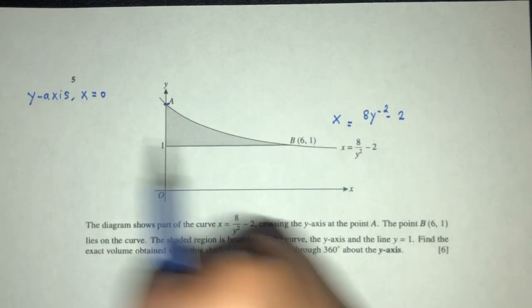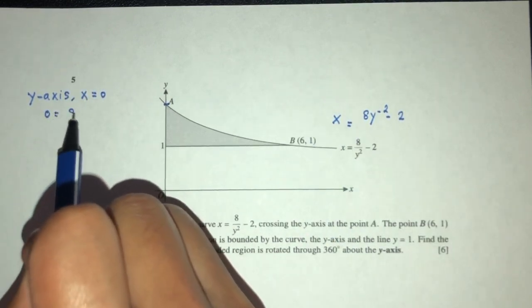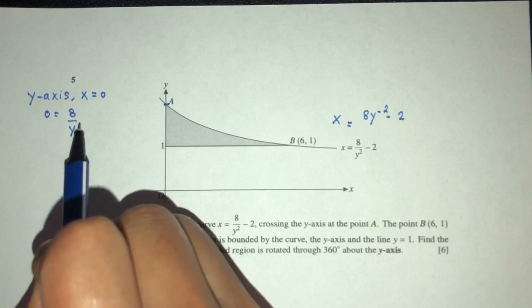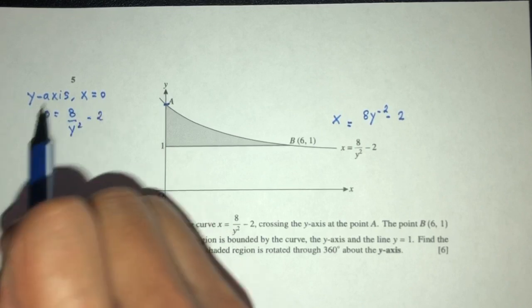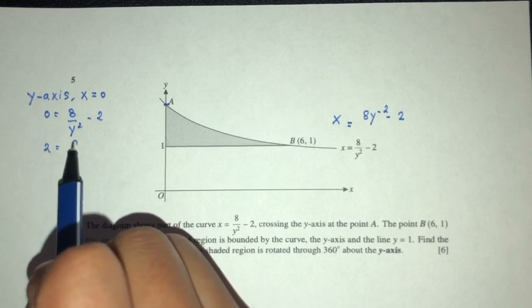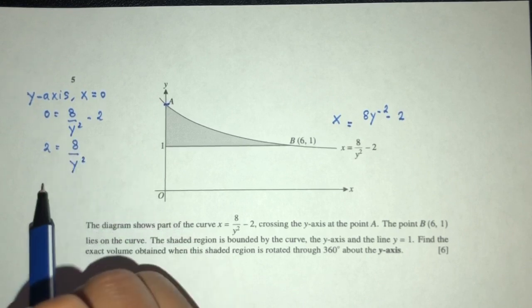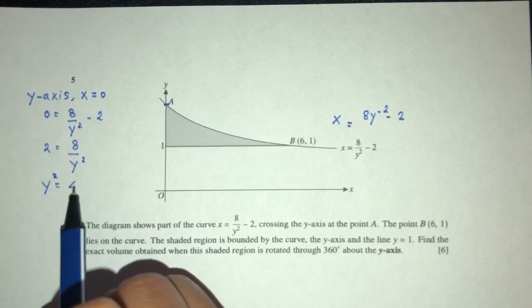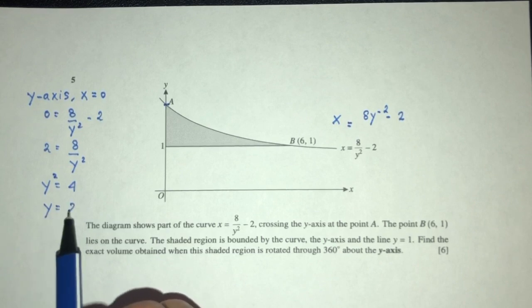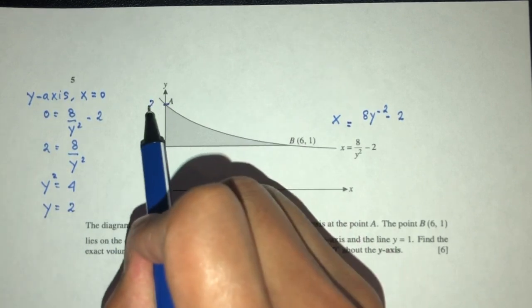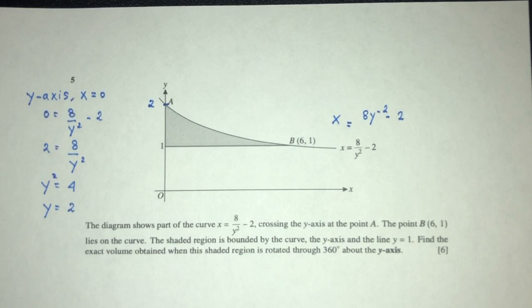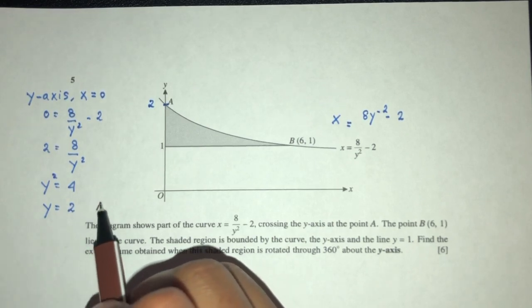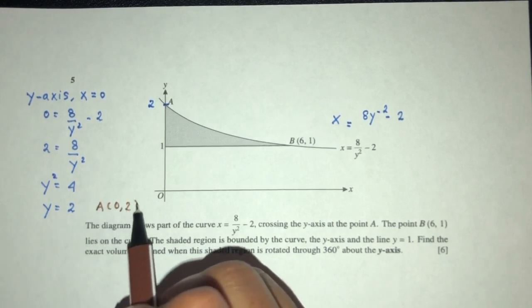Replace back in your equation. That will be 0 here. That should be 8 over y squared minus 2. Send this over here. That should be 2 equal to 8 over y squared. So y squared should be the value of 4. So y should be the value of 2. That should be 2 here. Okay. So the point A is what? X is 0, y is 2.